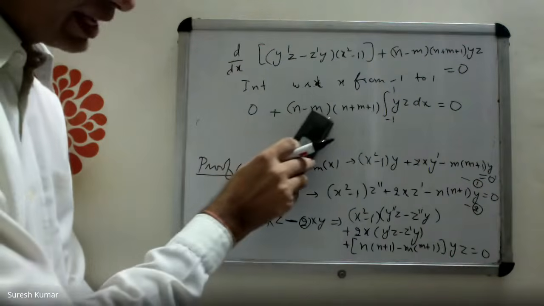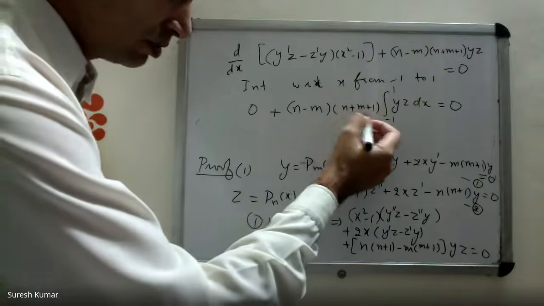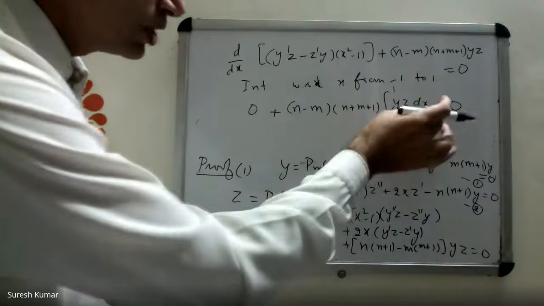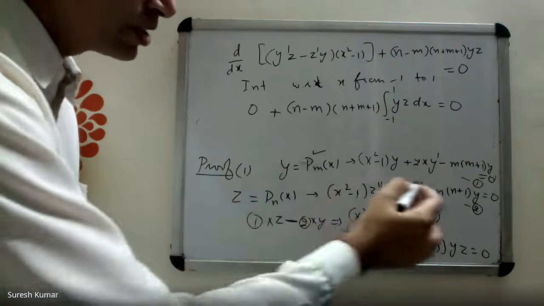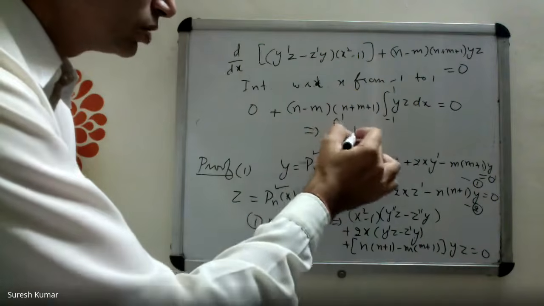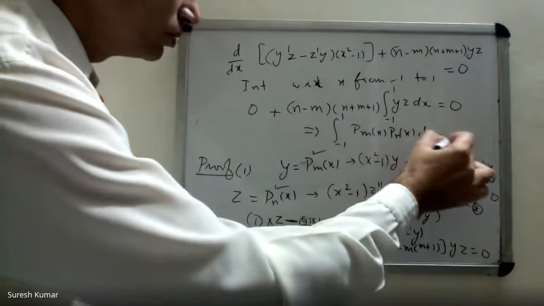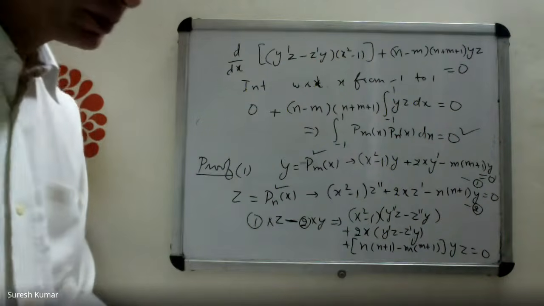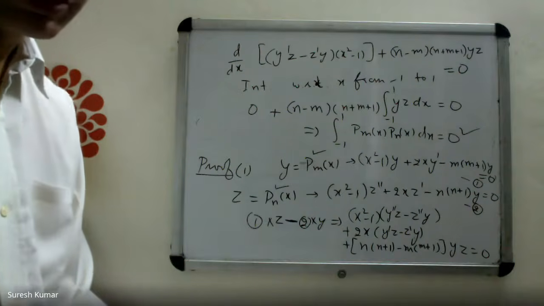Now you see n cannot be equal to m because you are considering different Legendre polynomials. This term also cannot be 0. m and n both are non-negative, so this has to be 0. But what is y? Pm(x) and z is Pn(x). So finally, integral from minus 1 to 1 of Pm(x) Pn(x) dx is 0. So you have proved this property of Legendre polynomials. As I said, you just need to see the proof once. It's very simple.